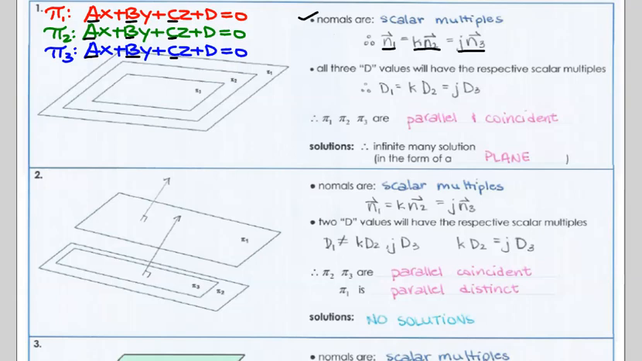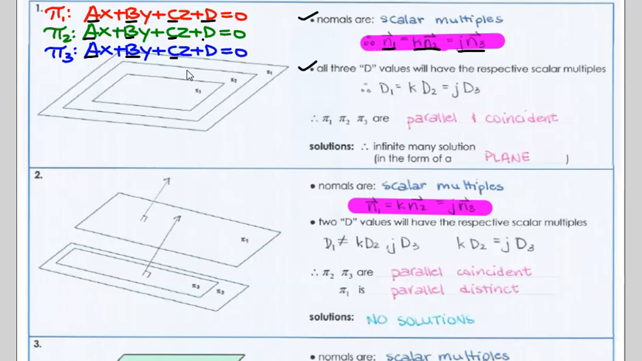But you can take a look at case number 2 and say, well, actually, all of those are also parallel to each other, but it looks very different from case number 1. So in both cases, by looking at the normal vectors and saying that they're scalar multiples, we can say all 3 of the planes are parallel. But to distinguish case 1 and case 2 from each other, you want to look next at their d values.